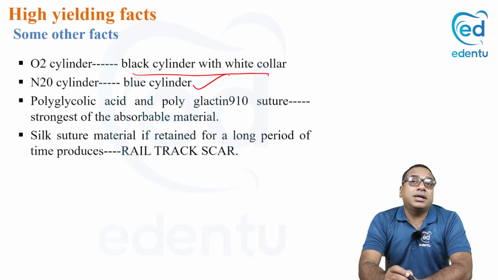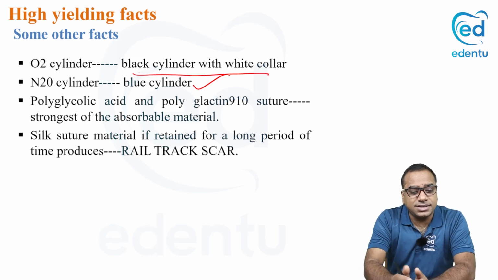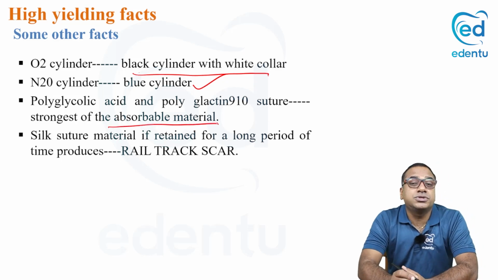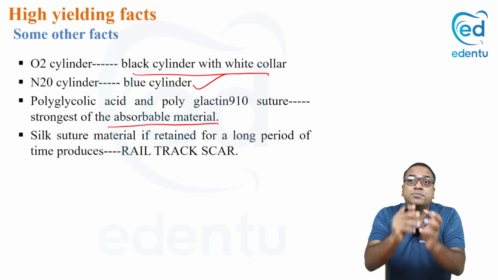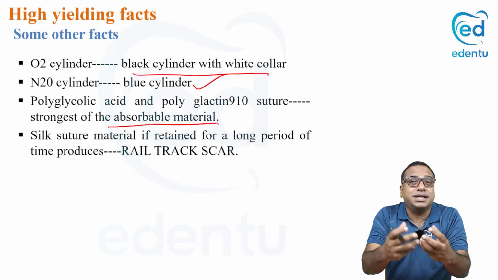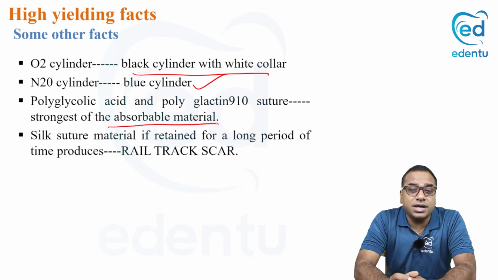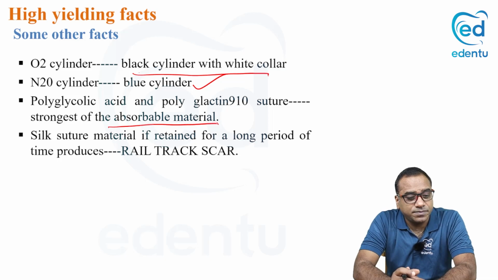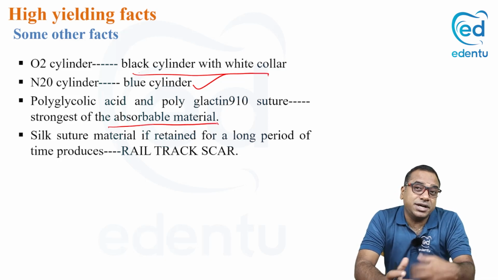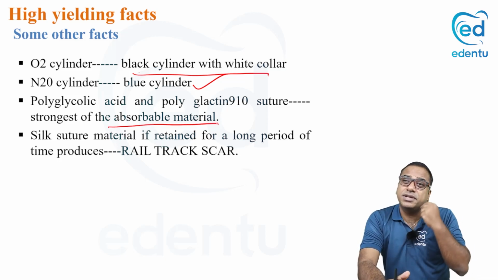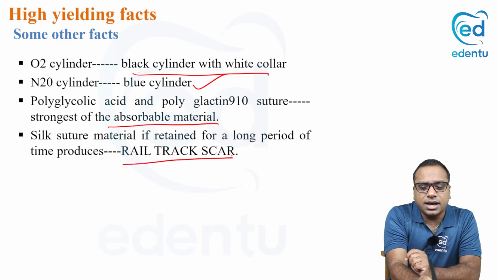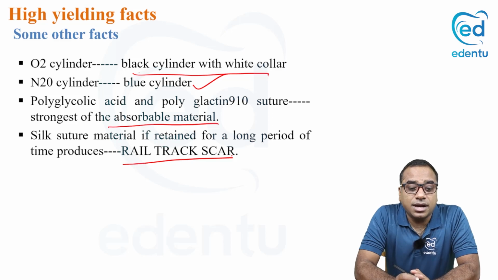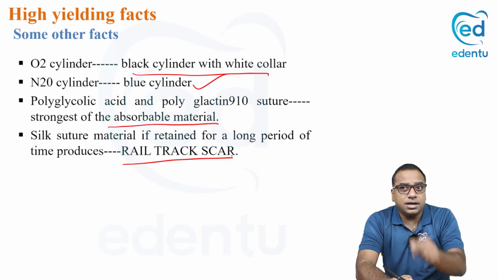Polyglycolic acid and polyglactin 910 suture materials are the strongest absorbable suture materials. Polyglycolic acid and polyglactin. This is poly, so poly means it is plastic. So these are the strongest of the absorbable sutures. Silk suture material, if it is retained for a long time, wherever the suture thread passes, a rail track scar develops. Rail track scar.